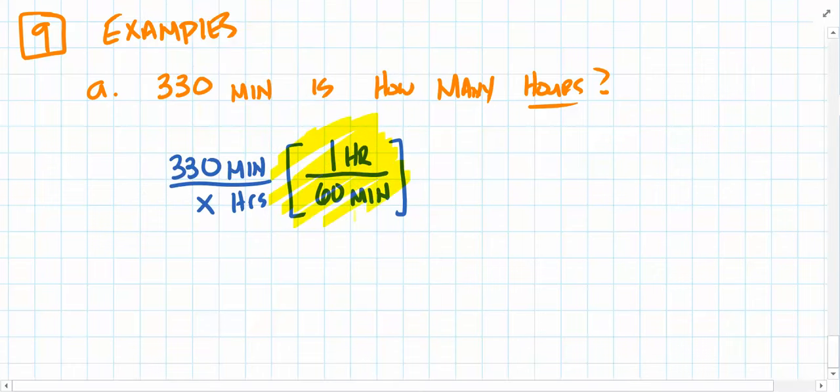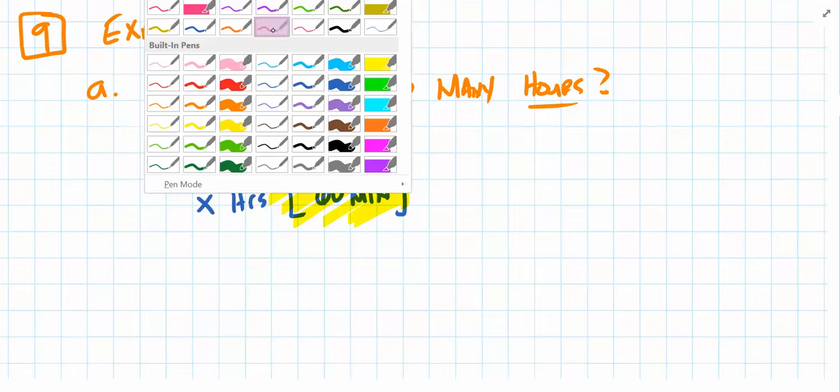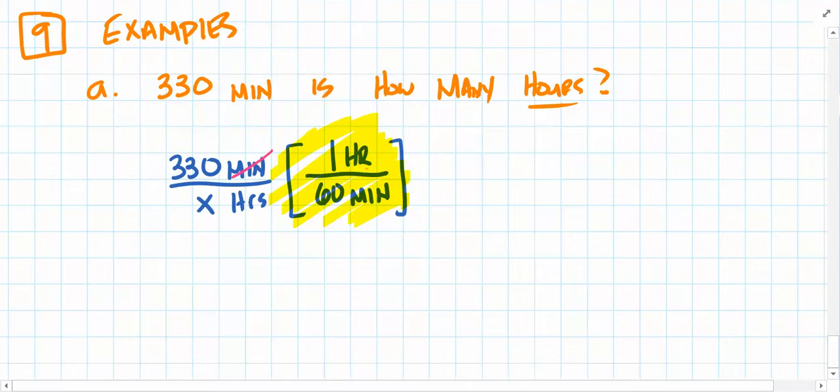Okay, good. Now, when I multiply these two things together, look what happens. The minutes cancel out, and then I'll have the number of hours that I'm looking for. So here's what I get. I'd get 330, and I would then divide by 60, and that would give me exactly 5.5 hours. So I've converted minutes to hours using a conversion factor.